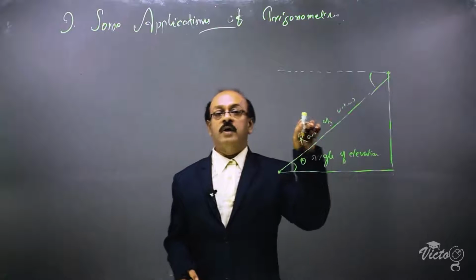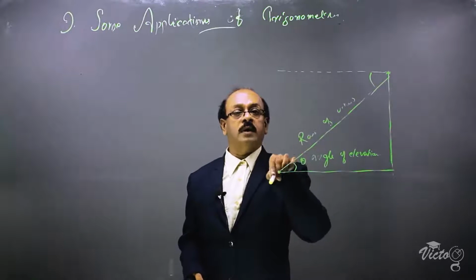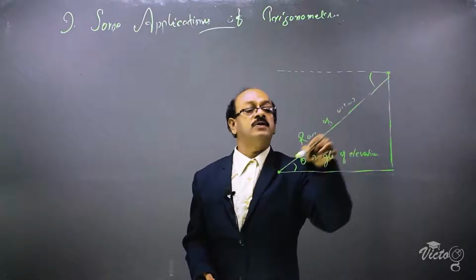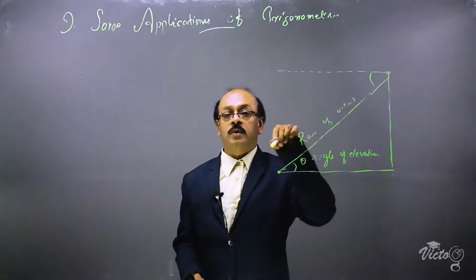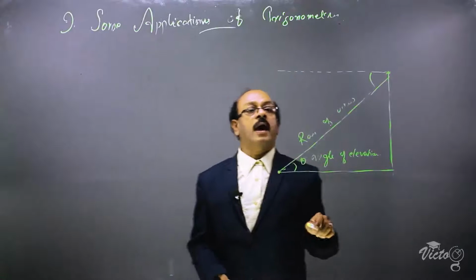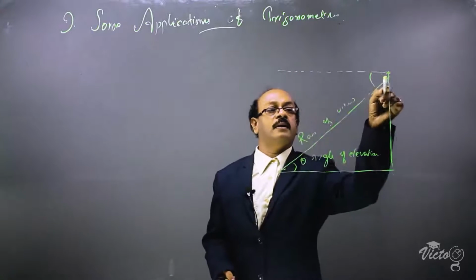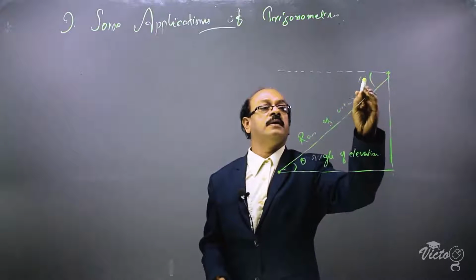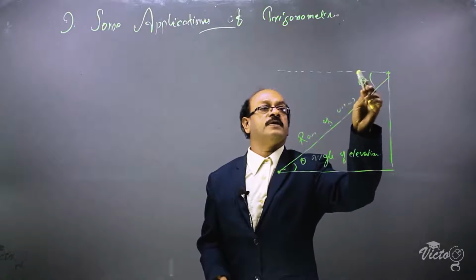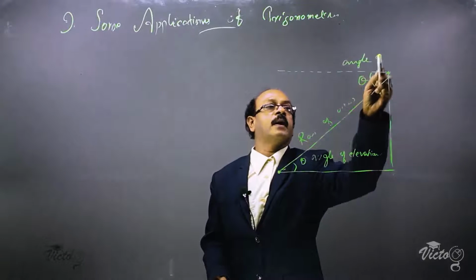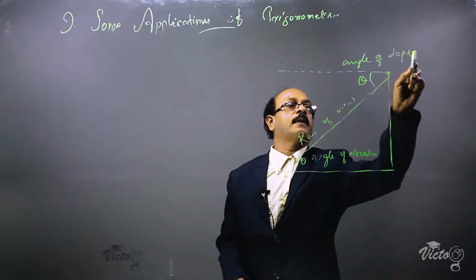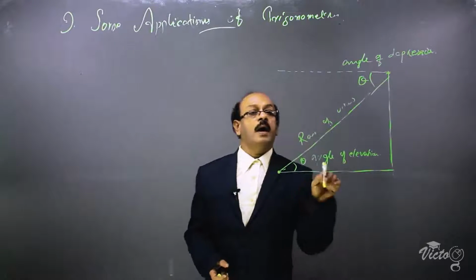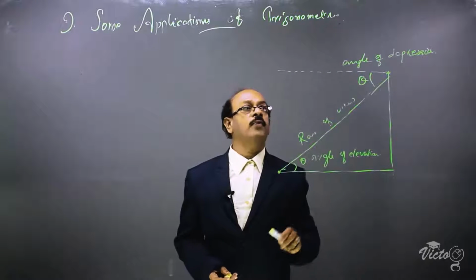If the observer wants to see objects on the ground, the line of view or ray of view should be in this way. He has to look down to see the objects. The angle formed between the horizontal and the ray of view, if it is theta, is called the angle of depression. These are two new terms and you must be familiar with the angle of elevation and angle of depression.